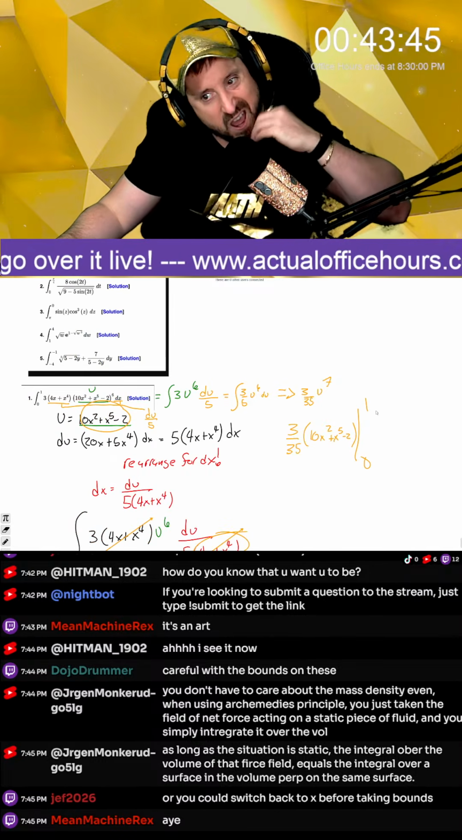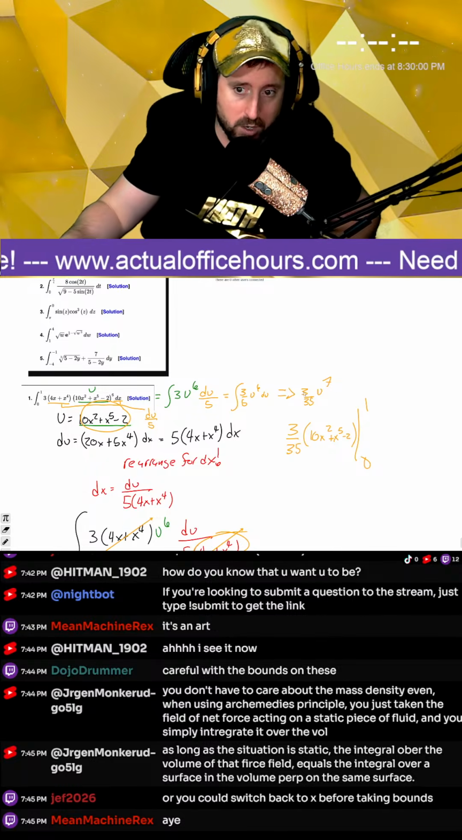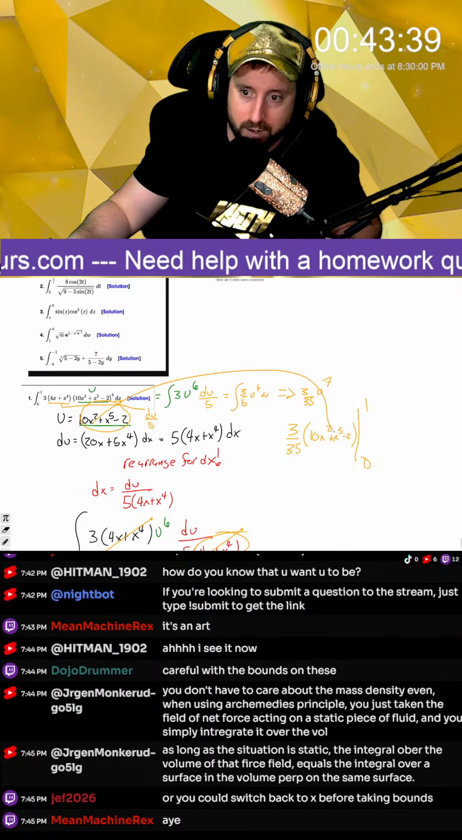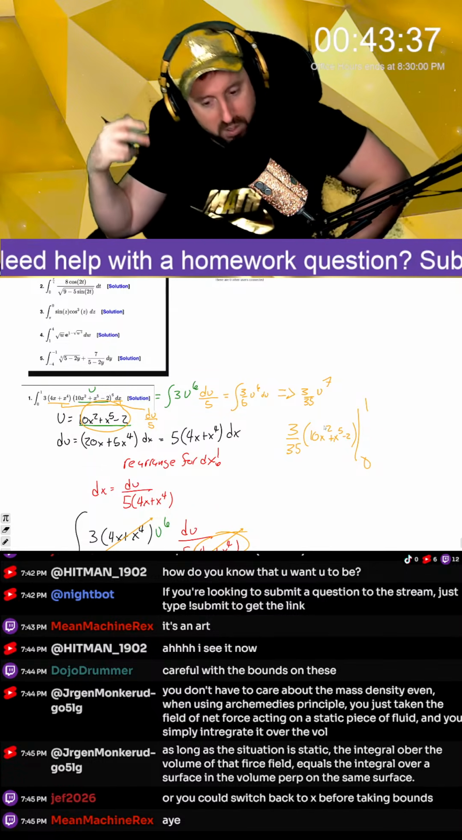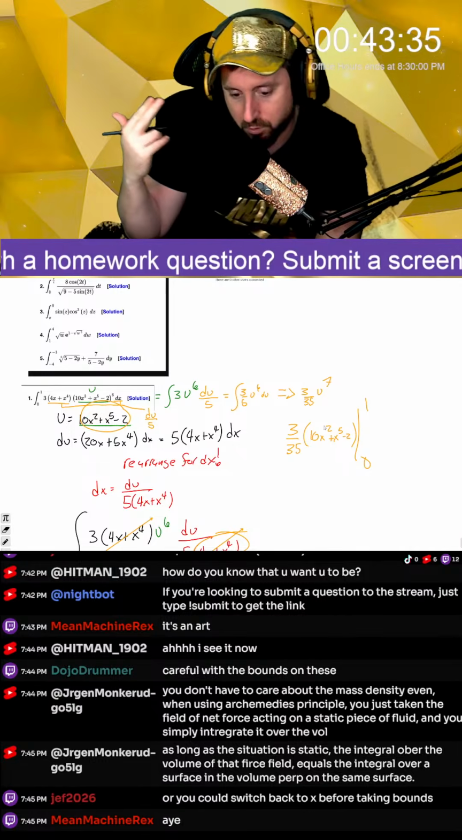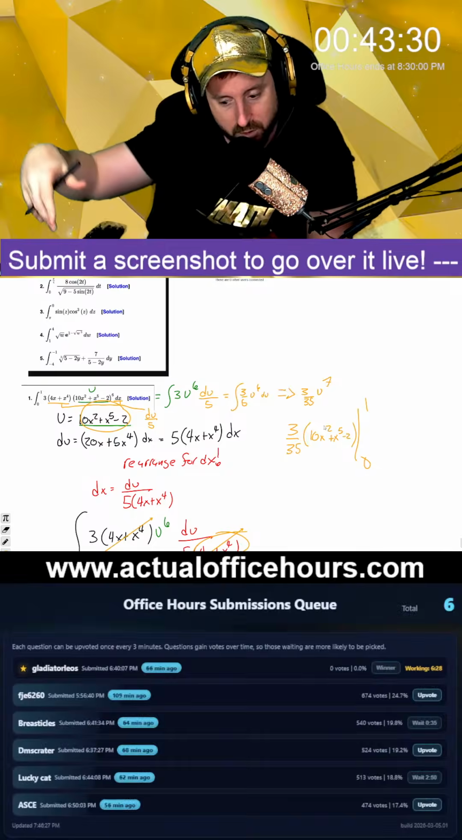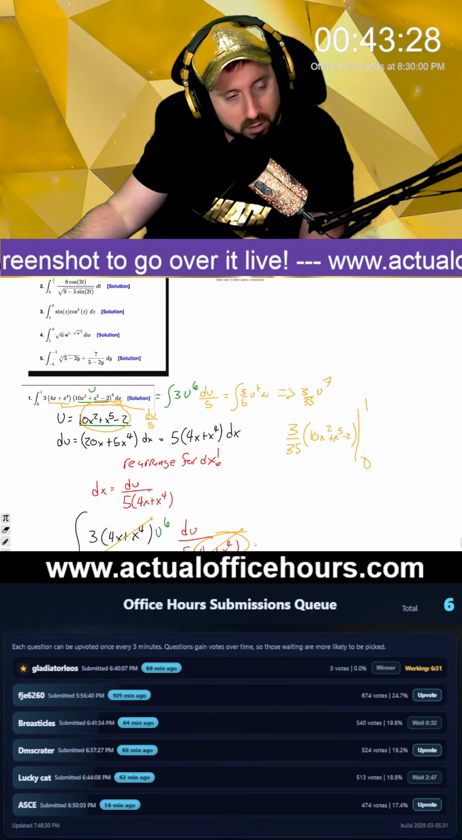It's the same thing. A lot of times, if your integrals don't have bounds, you have to do this step anyways of putting back in what u was, because the original question asked for an integral in terms of x, not in terms of u. U is kind of like a little cheating step we do in between to make it work.